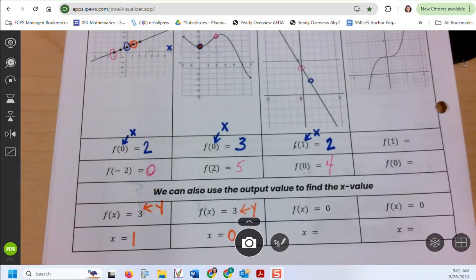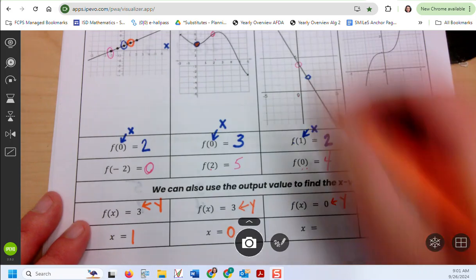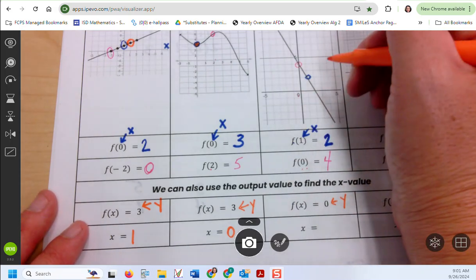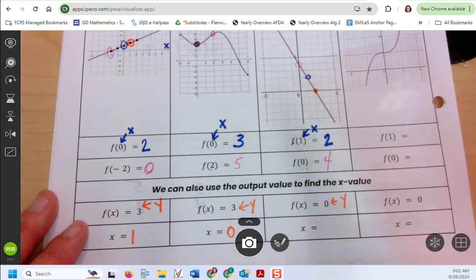Questions there? You doing okay? Okay. F of x equals 0. This one is y. So when the y is 0, what is the x? That's over here. 2. Yeah, good job.